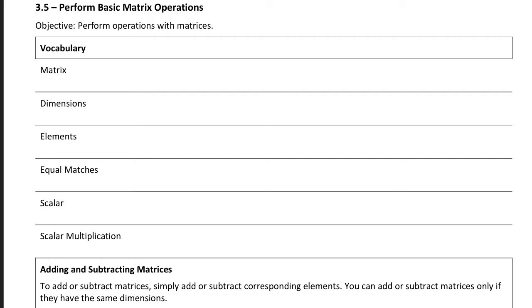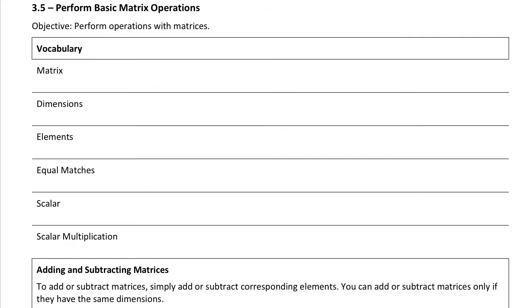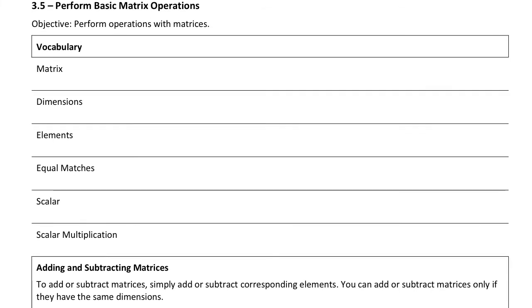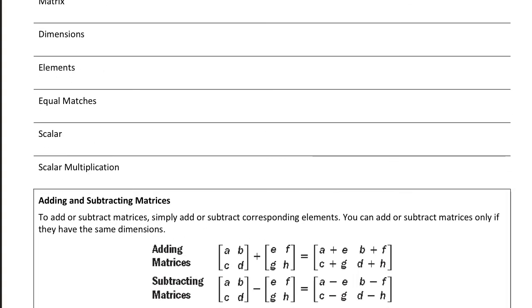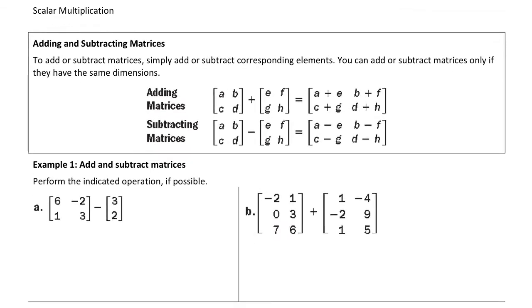So from your vocabulary, a matrix is a way that we organize data, all right? So matrices, they look kind of like a table, but they're not quite a table. So it's a rectangular arrangement of rows and columns that helps us organize numbers, okay? So we're going to talk about how to deal with matrices.